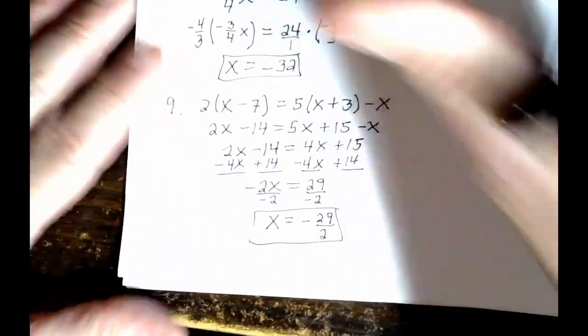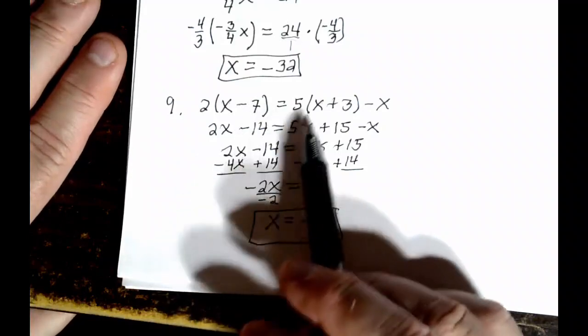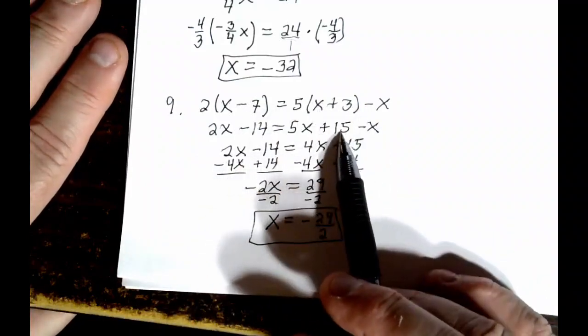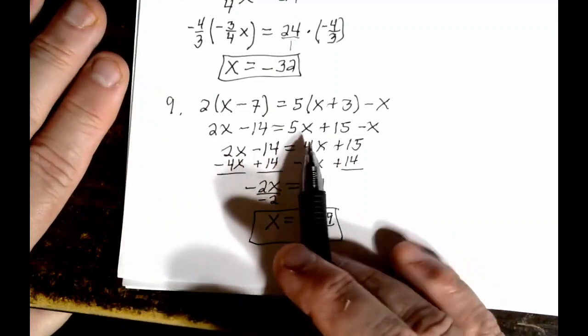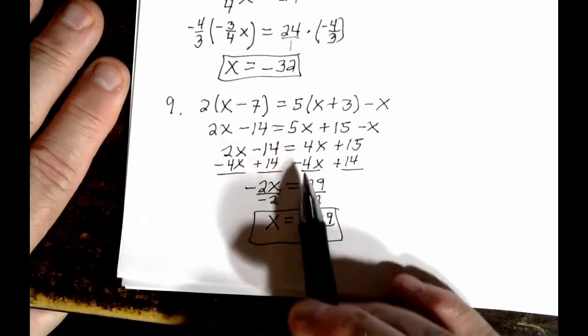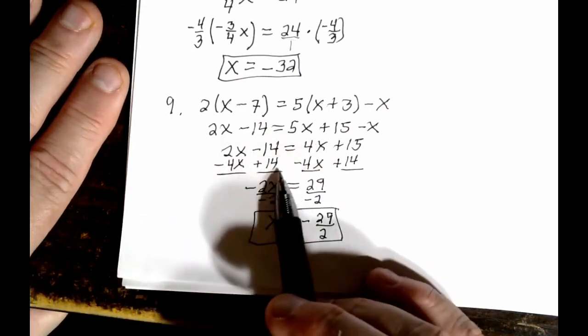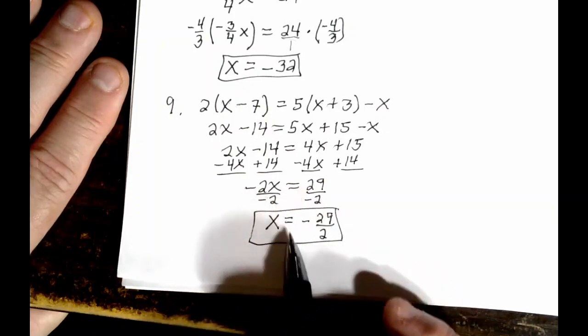Okay, and then this guy, 2 times x, 2 times 7, 5 times x, 5 times 3, alright, you're left with 2x minus 14, you have 14x plus 15. Okay, so subtract 4x, and add 14, divide by -2, and you got your answer.